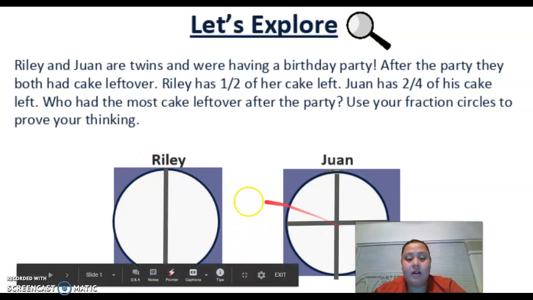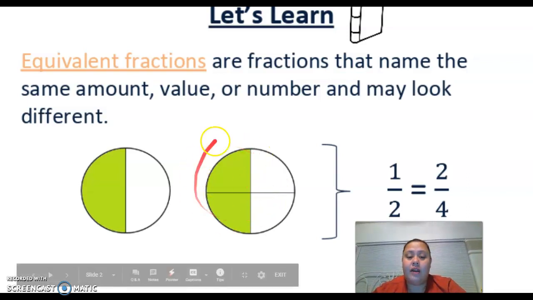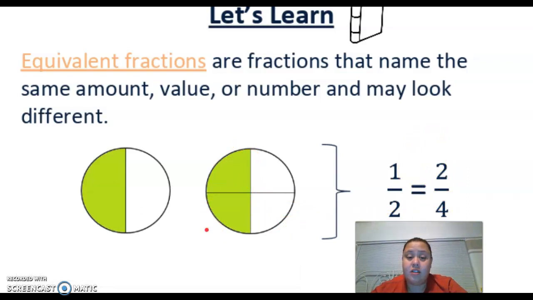Okay, so here we have equal size cakes that were just cut differently. If we go into the next slide, we're going to learn how they're equivalent. So fractions that have the same amount, but their value may look different, or their number may look different. And now here there are 2 cakes. This is Riley's and this was Juan's. Even though Riley's was 1/2 and Juan's was 2/4, you can see with your eyes that they are equal, and the answer to the question on the last slide is they have an equal amount of cake left.